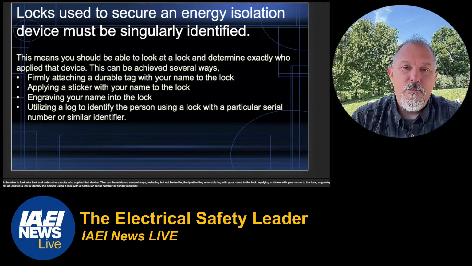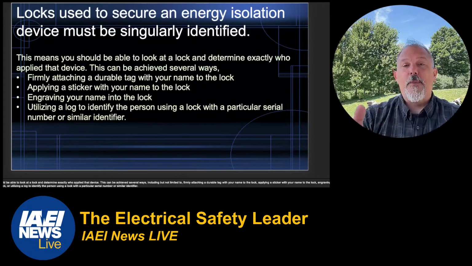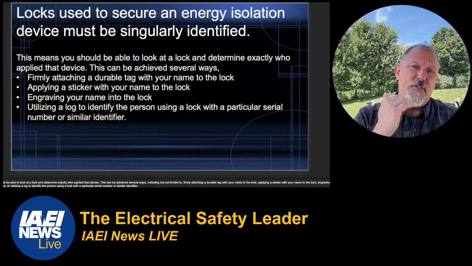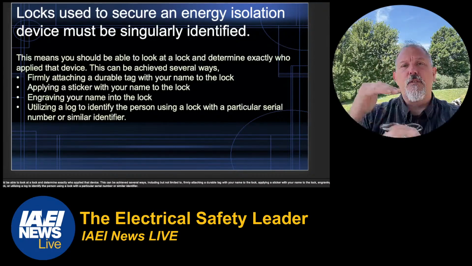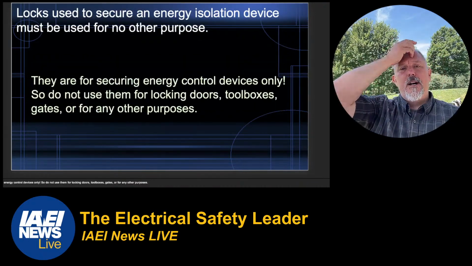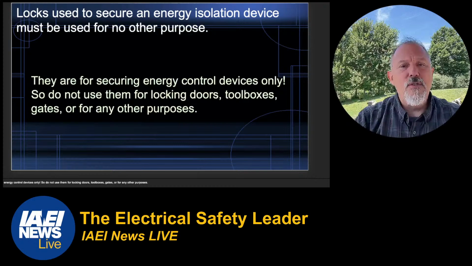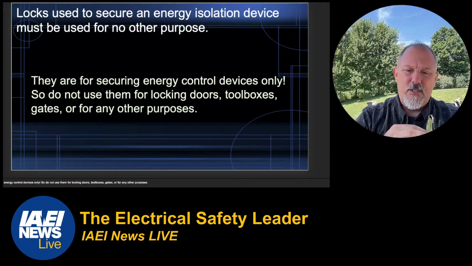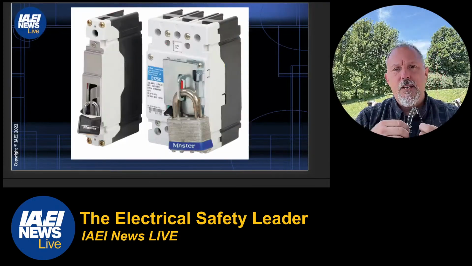Okay. You can have a log to identify the person using a lock with a particular serial number or similar identifier. So all of your locks could have serial numbers, and as long as you have a document somewhere that says these serial numbers are for this employee, you'll meet these requirements. They must be used for no other purpose. They are for securing energy control devices only, so do not use them for locking doors, your toolboxes, gates, or any other purposes. Remember, these are special locks, so keep them special.